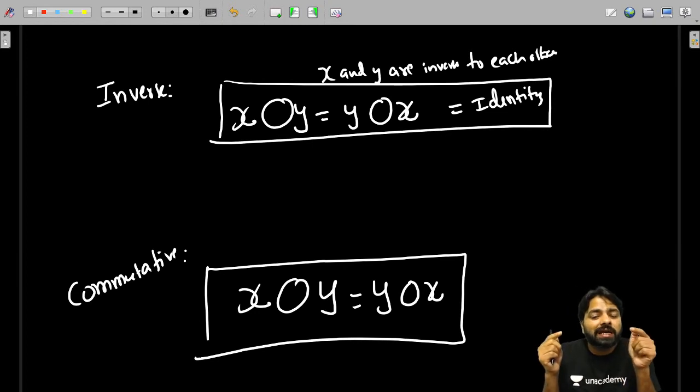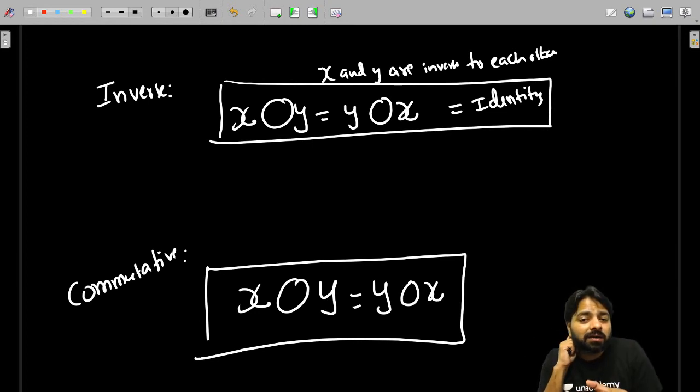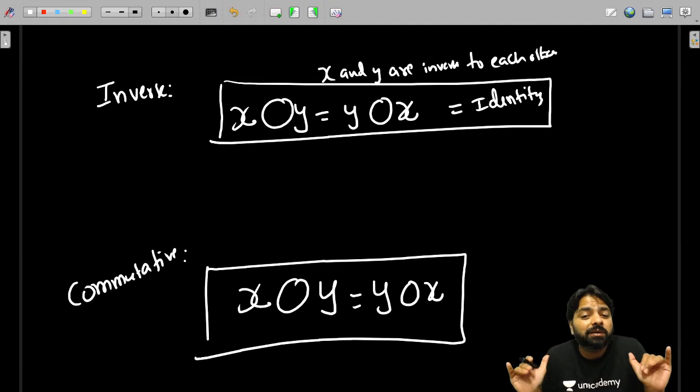Everybody, be clear, both look similar but are not the same. We don't check whether x and y are inverse to each other in commutative. We only check whether x plus y is equal to y plus x, and then that is commutative.